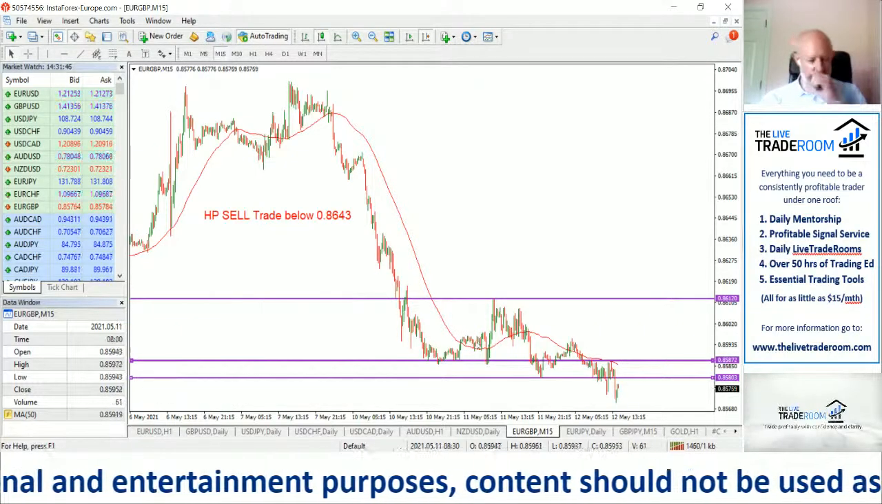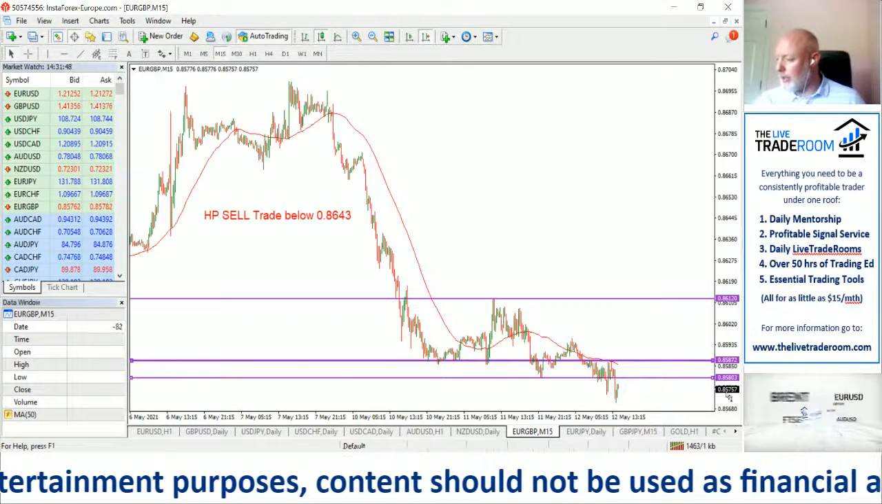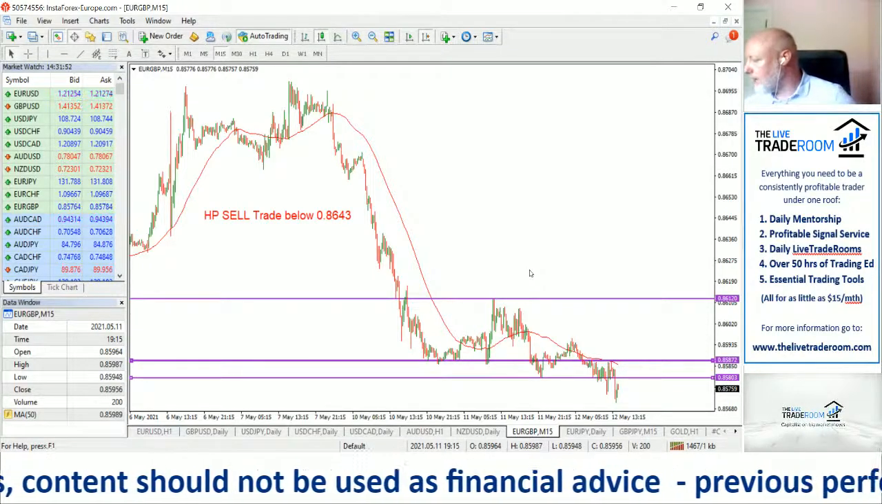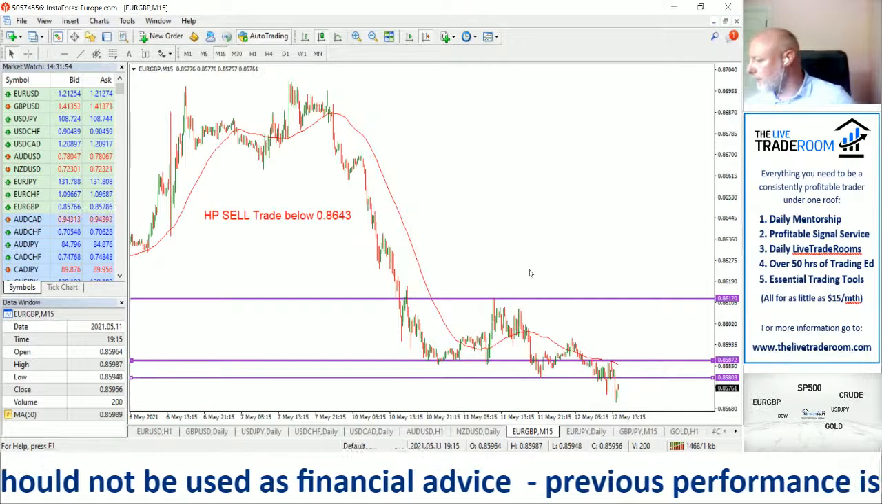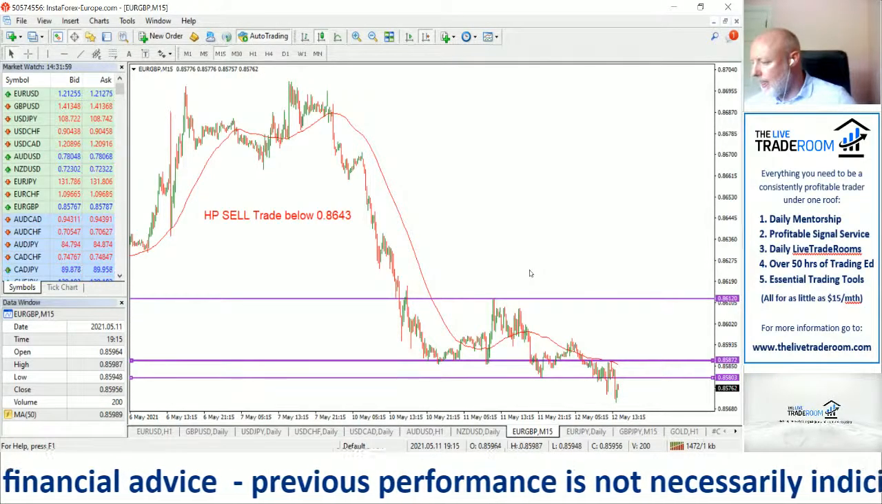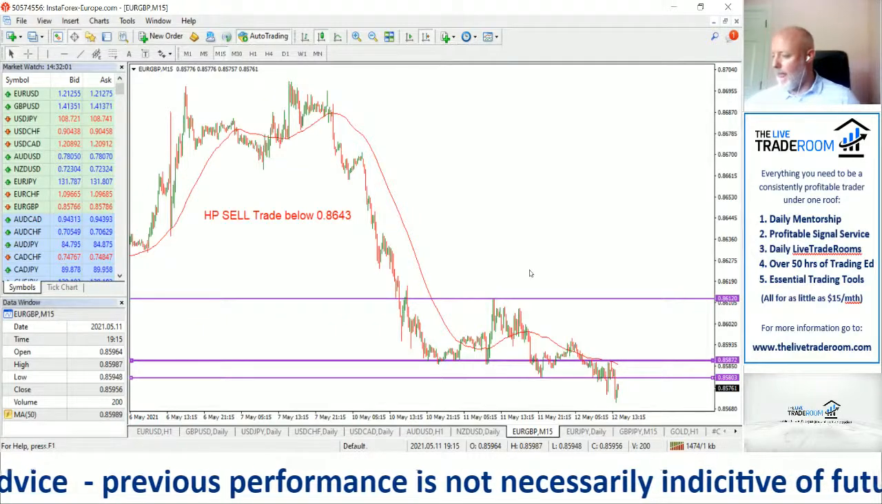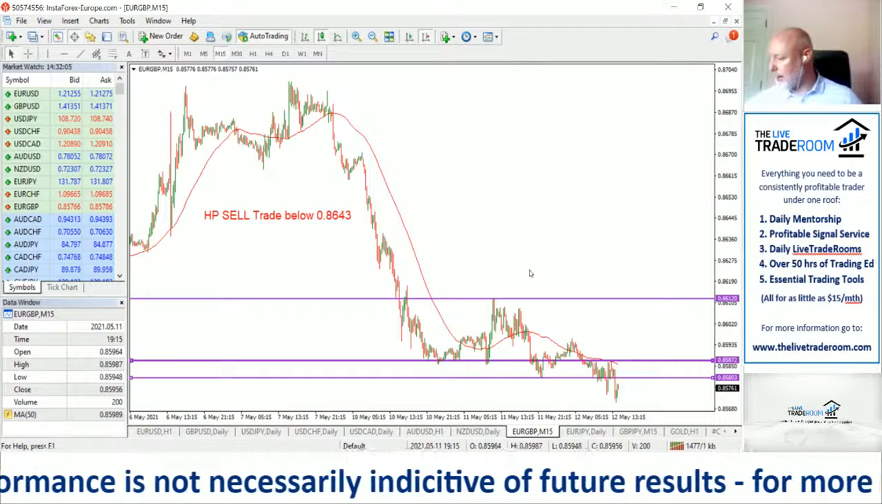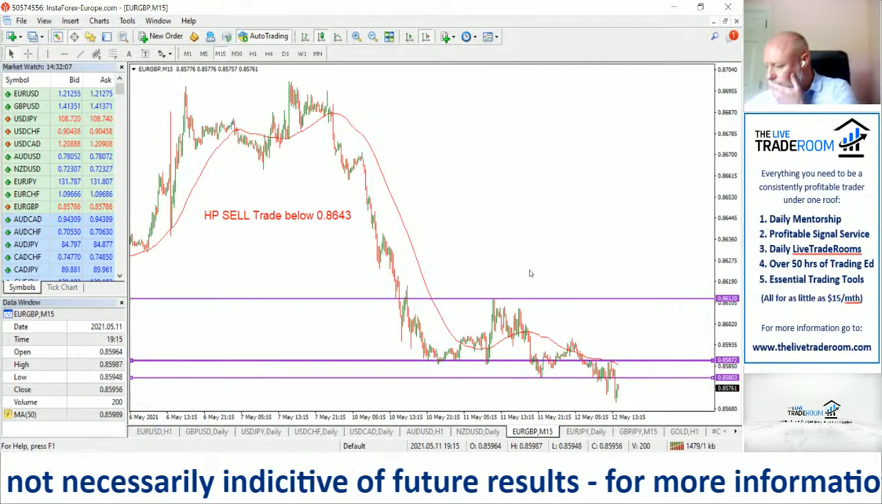So we'll get rid of this. We're going to look to get into this trade now. We've got this little pullback, as you can see. So I'll just get into that trade now. I just got to post it offline.